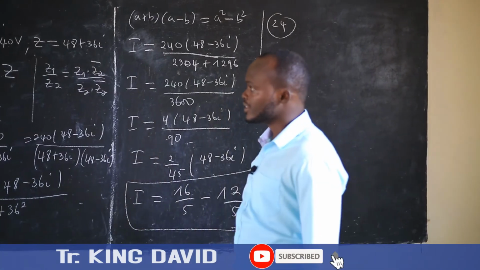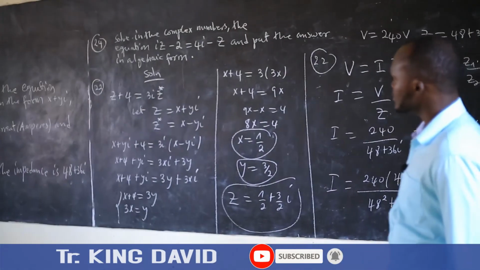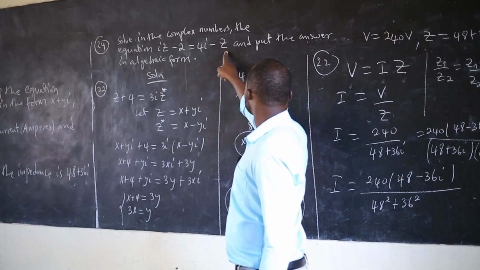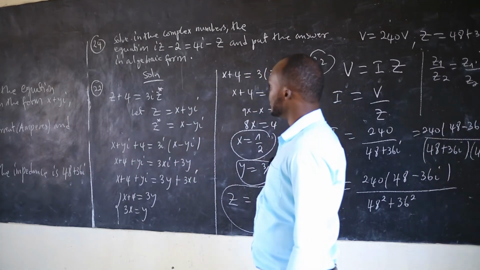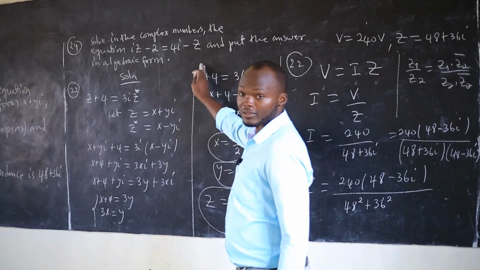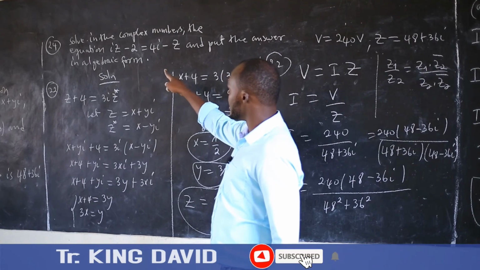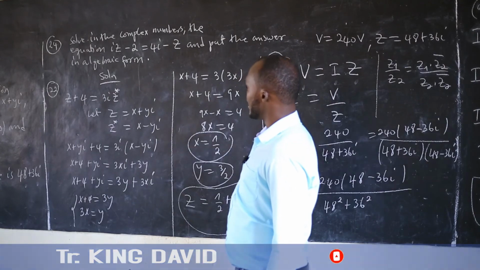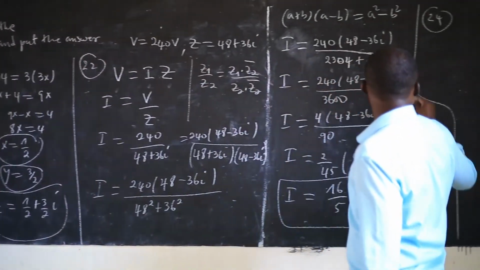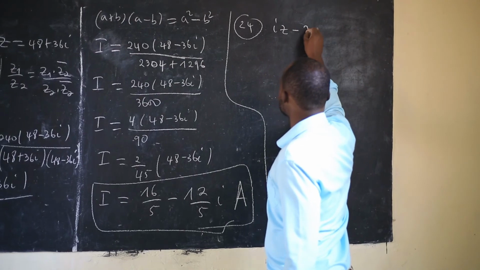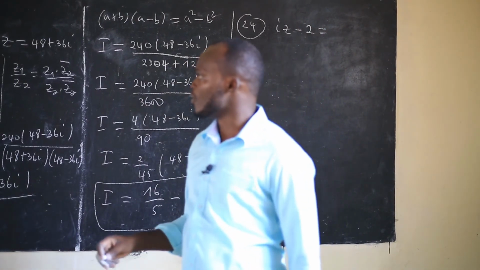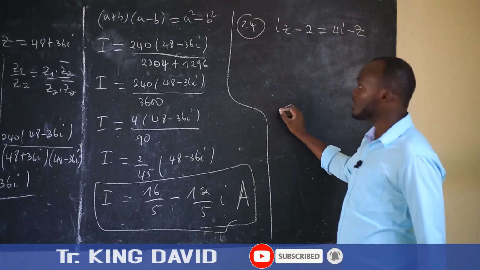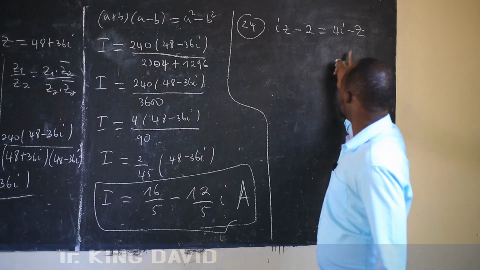Number 24 is saying we have to solve the complex equation where iz minus 2 equal to 4i minus z and put the answer in algebraic form. I hope you have seen number 24. We have to solve for the value of z and put the answer into algebraic form. So iz minus 2 equal to 4i minus z. We are going to find the value of z.